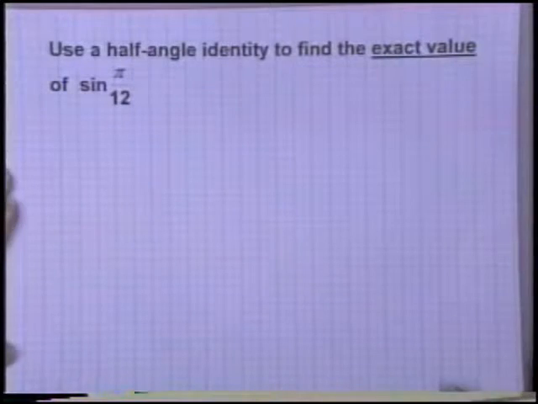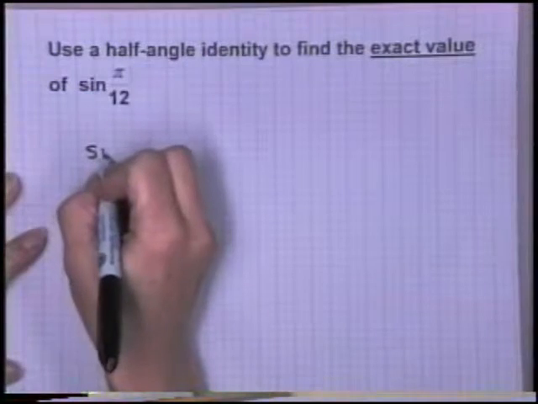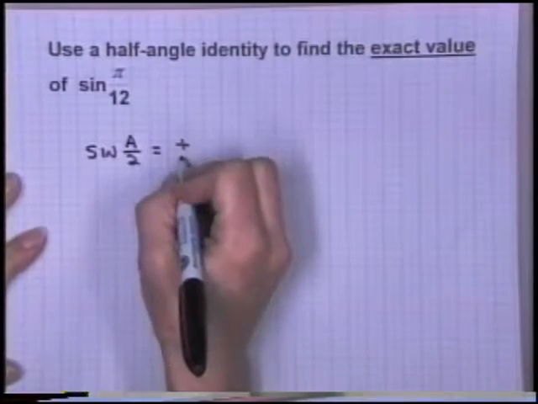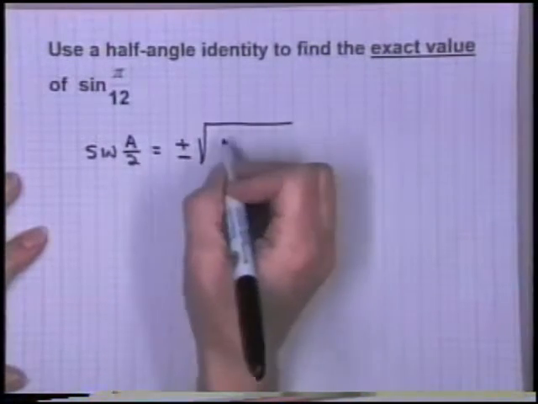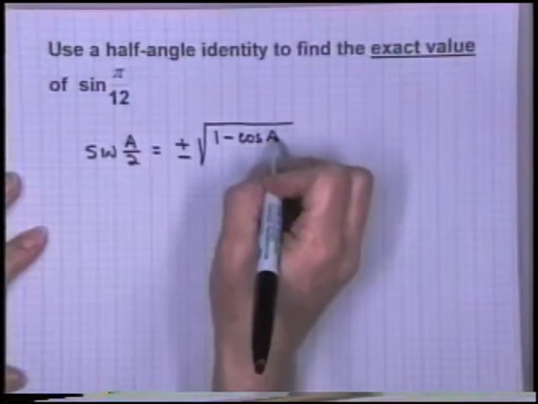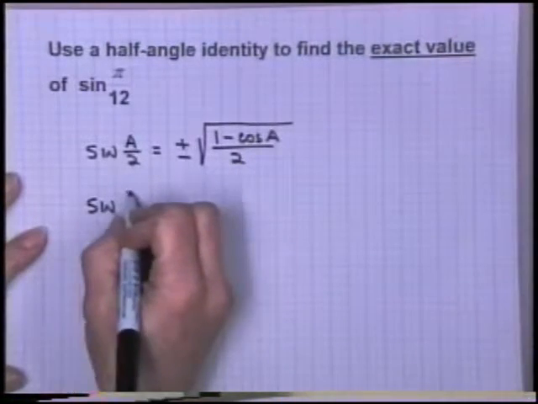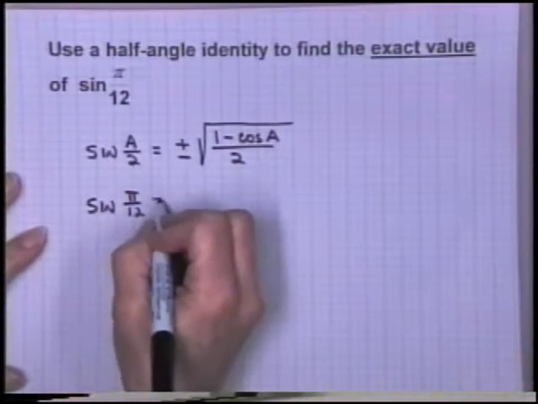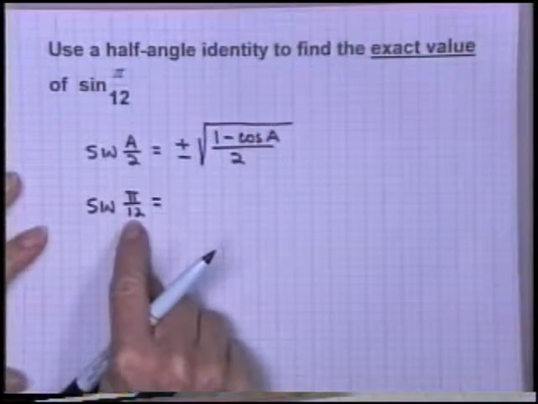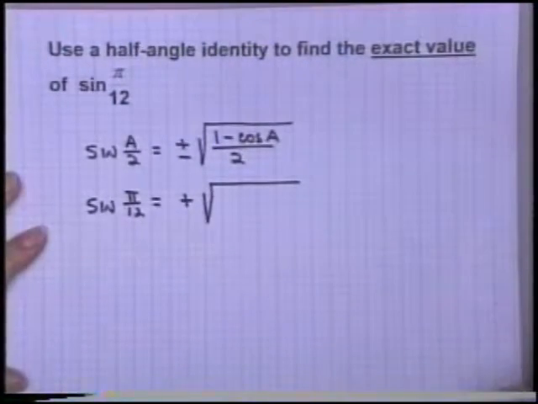Use a half angle identity to find the exact value of sine pi over 12. Since I'm doing the sine function, let me write the half angle identity for sine. Sine a over 2 is plus or minus the square root of 1 minus, see I'm thinking sine, minus, cosine a, all divided by 2. I'm working with the sine of pi over 12. Well again, let's think about pi over 12. What quadrant is pi over 12 in? It's in quadrant 1, isn't it? So that sine value is positive.